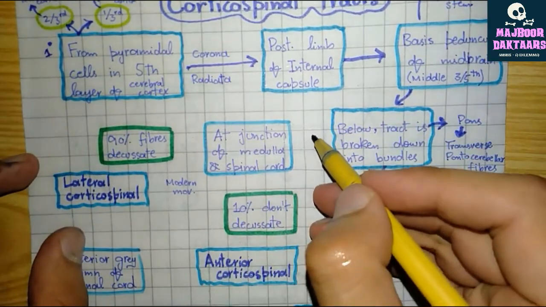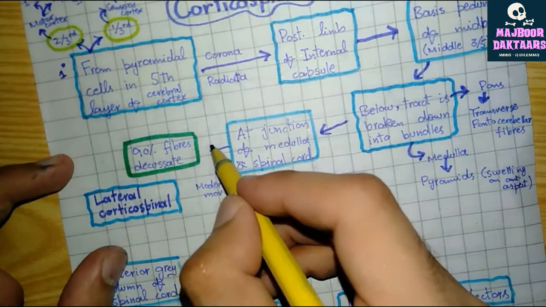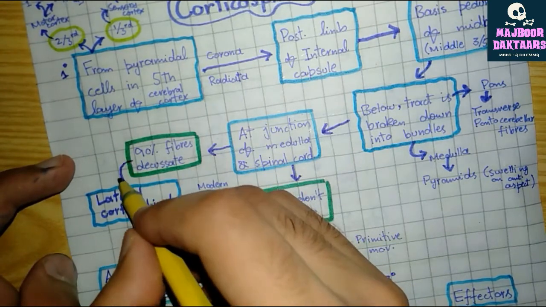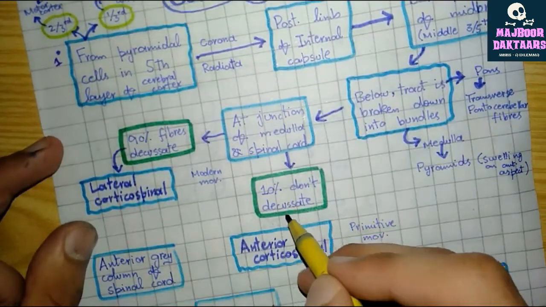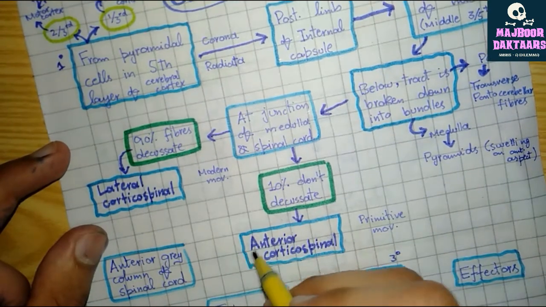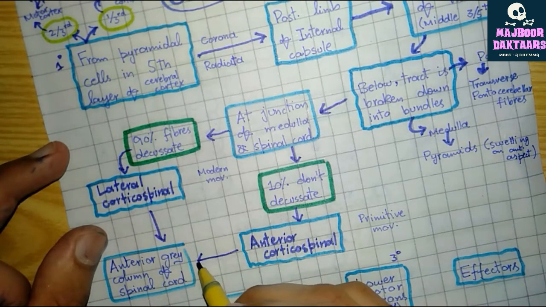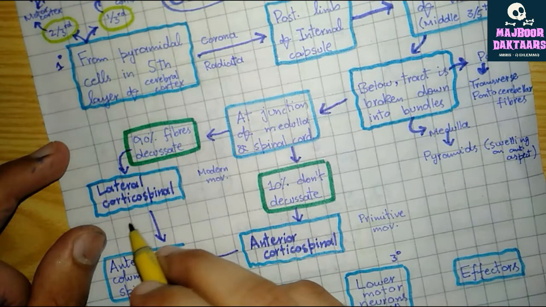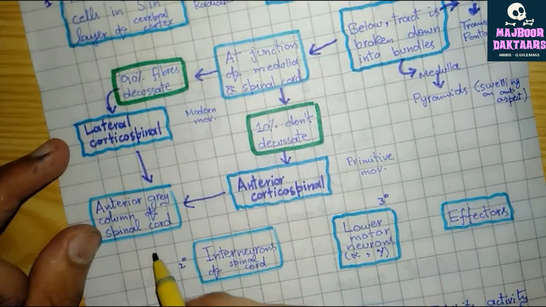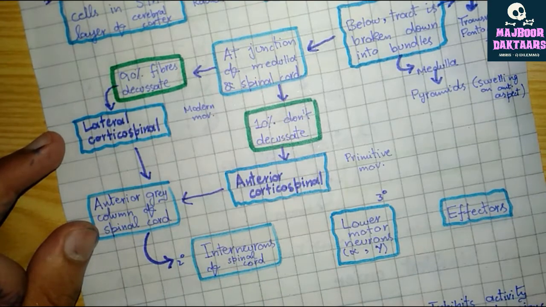Now the fibers further descend, and at the junction of the medulla and the spinal cord, 90% of the fibers decussate while 10% don't. Those which decussate form the lateral corticospinal tract, while those which don't decussate form the anterior corticospinal tract. Both of these tracts pass through the anterior gray column of the spinal cord, where they synapse with the second order neuron, which is the interneuron of the spinal cord.